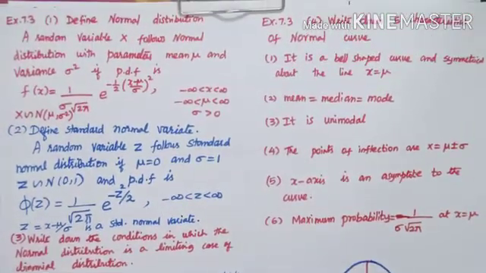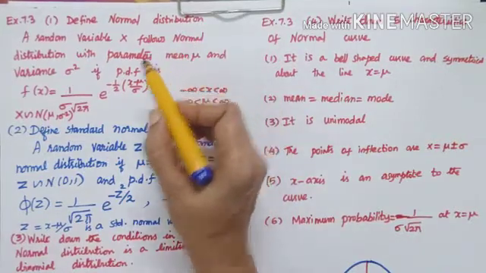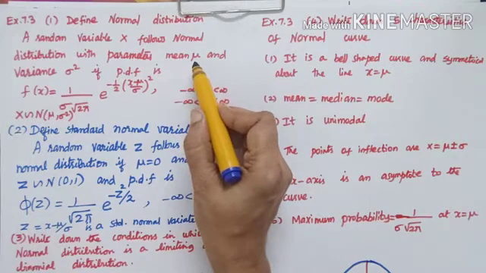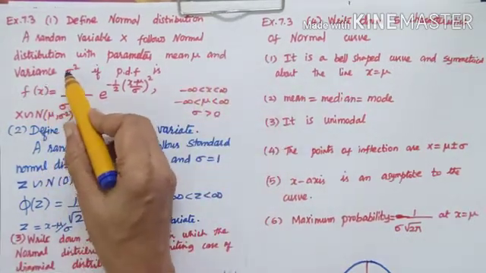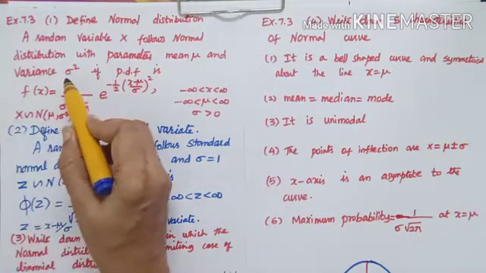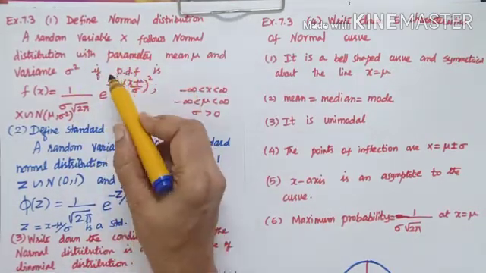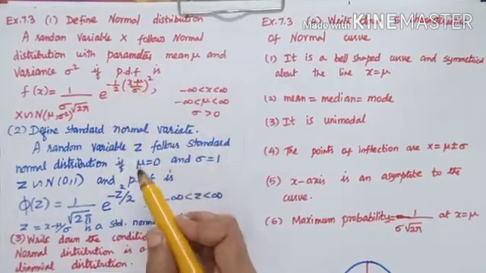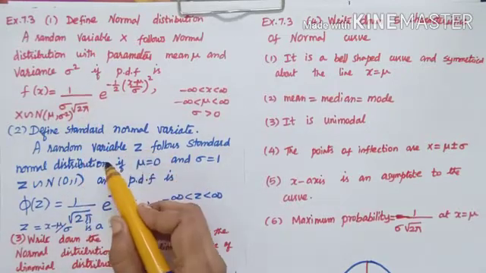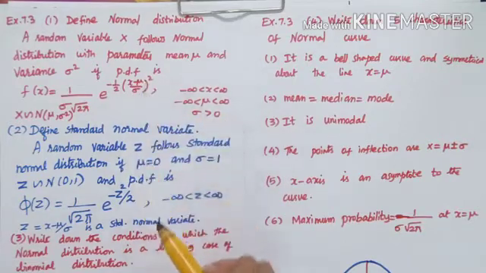How to define it? We start with: X is a random variable following the normal distribution with parameters mean, which we call mu, and variance, which we denote sigma square. Standard deviation, as you all know, is sigma. Since it is a continuous distribution, we must give the probability density function, which is f of x equals 1 by sigma root of 2 pi, e power minus half, x minus mu by sigma, the whole square.